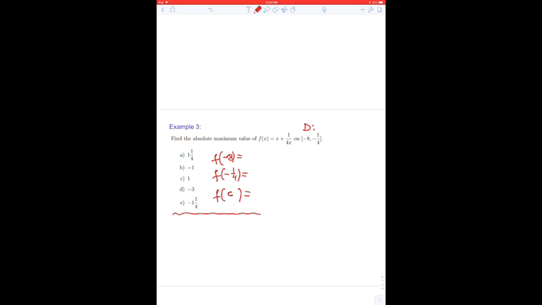Okay, let's check the derivative. I was going to say that the function is not defined at 0, however 0 is not in our interval. That means no problem. Okay, derivative. The derivative of x is 1. The derivative of, I can copy 1/4, and then the derivative of 1/x is negative 1/x squared.